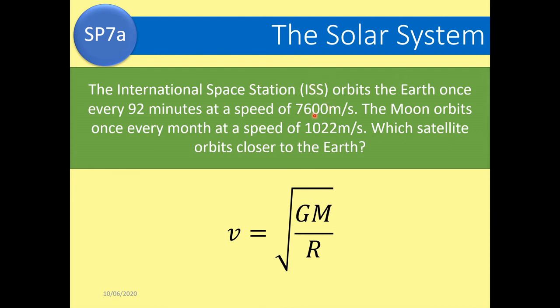Okay, so hopefully you said that the International Space Station orbits closer than the Moon, as it has a higher velocity, and we said a higher velocity means a lower orbital radius. So the ISS orbits very, very close to the Earth, whereas the Moon orbits a lot further away. And if you look at scale diagrams of the two objects, the difference in orbital distances is very, very large. Okay, that ends this tutorial on SP7b, gravity and orbits.